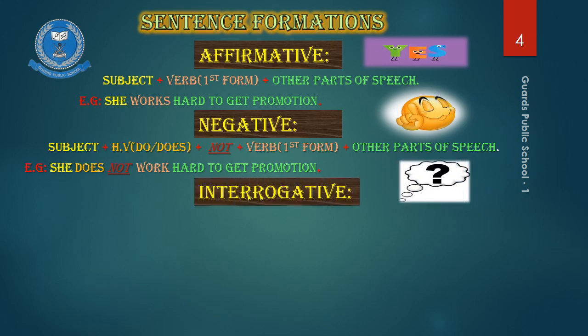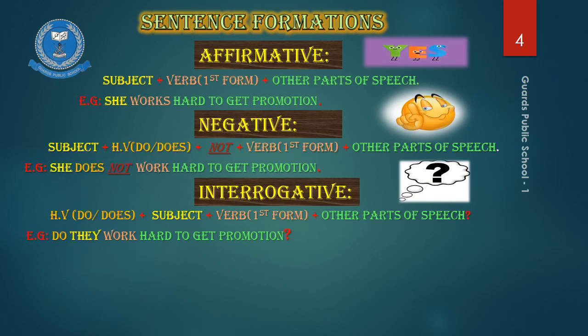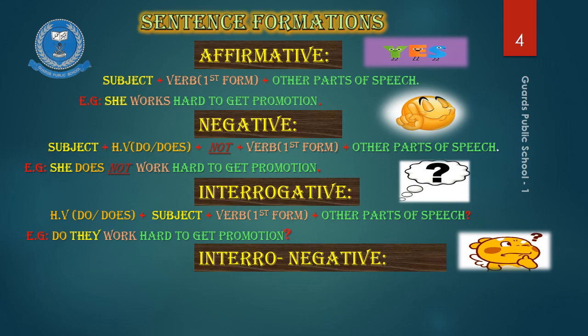For interrogative sentence, the helping verb is in the beginning, then the subject, the first form of verb, and the other parts of speech. For example, do they work hard to get promotion?